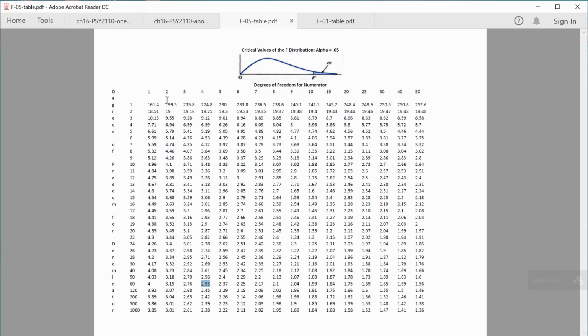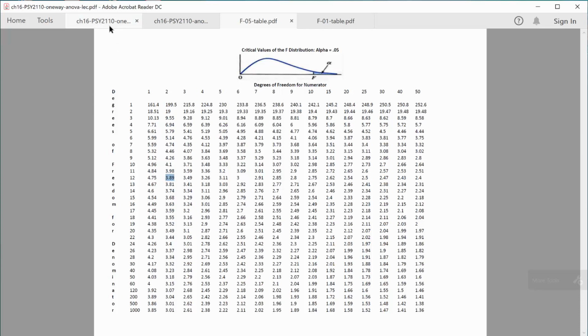So I'm going to look at 2 right here. I'm going to find 12 right here, and then I'm going to find where they converge. Looks like they converge right here. It's kind of hard for me to highlight that. There we go. 2 and 12 degrees of freedom. So the critical value is 3.89.